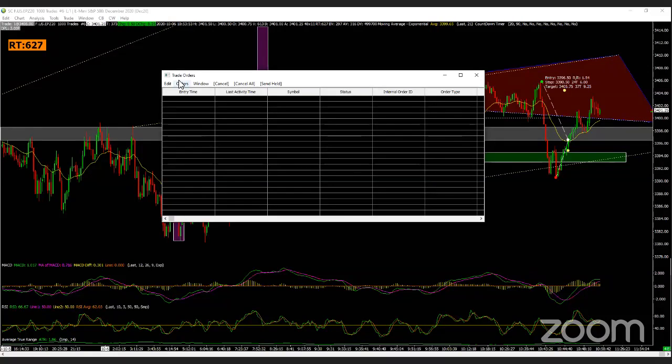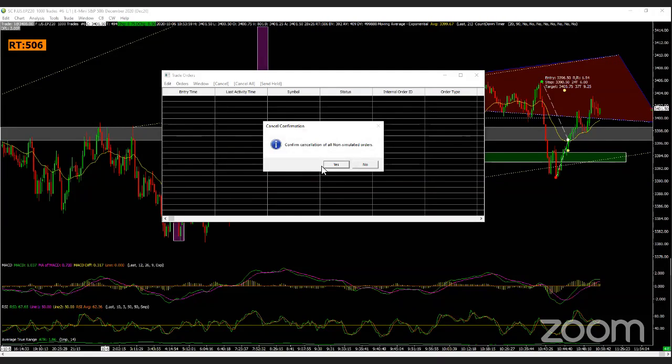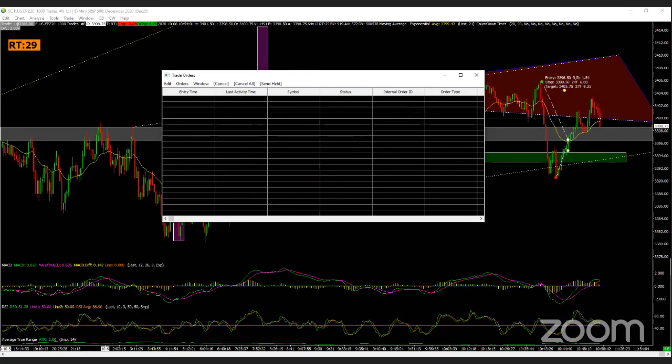options. You're going to go into your trade order window and make sure you have no pending order. If you do, you click on cancel all and take all of your pending orders out of the market, to make sure you don't come back after the lunch session with a trade that you forgot.